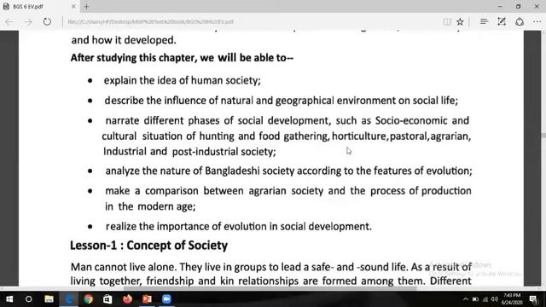Explain the idea of human society. After this chapter, we will be able to explain the idea of human society, describe the influence of natural and geographical environment on social life, and narrate different phases of social development, such as the socio-economic and cultural situation of hunting and food gathering, horticulture, pastoral, agrarian, industrial, and post-industrial society. What is the meaning of agrarian society, boys? Anyone, please? Sir, agriculture society.